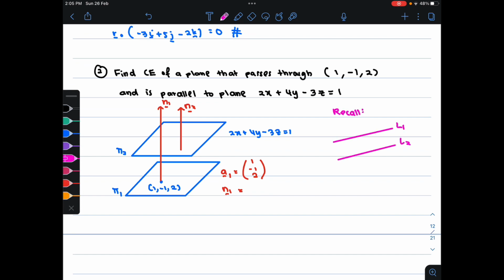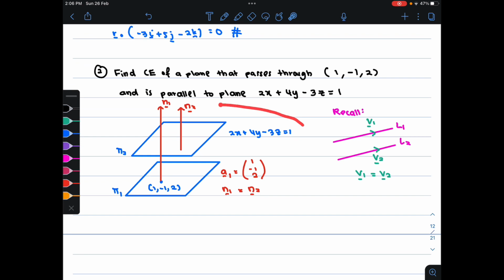Now, let's recall from lines. Say that I have two lines, L1 and L2, and they are parallel to each other. So we know that L1 will have its own direction vector v1, L2 will have its own direction vector v2. Therefore, if these two lines are parallel, we can make the conclusion that v1 is equal to v2. So we're going to apply the same concept to planes as well. Since the planes are parallel, their normal vectors, n1 and n2, will be the same. And hence, n1 is actually equal to n2.